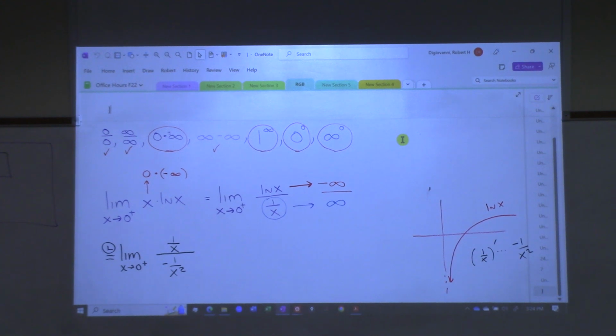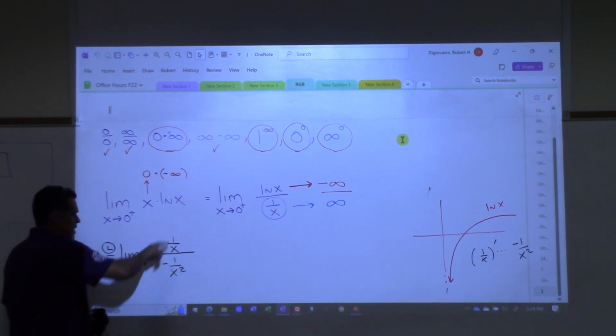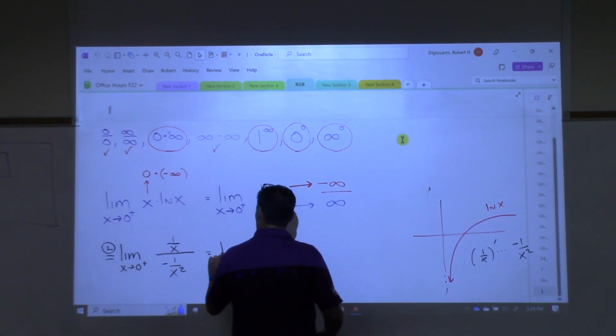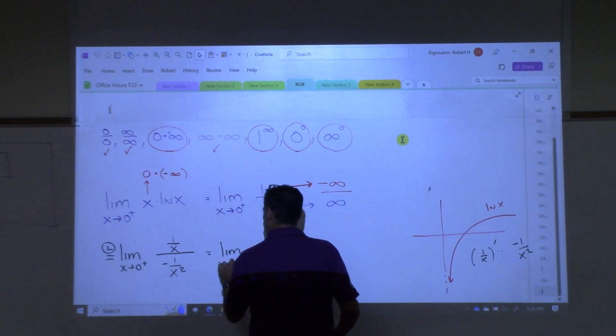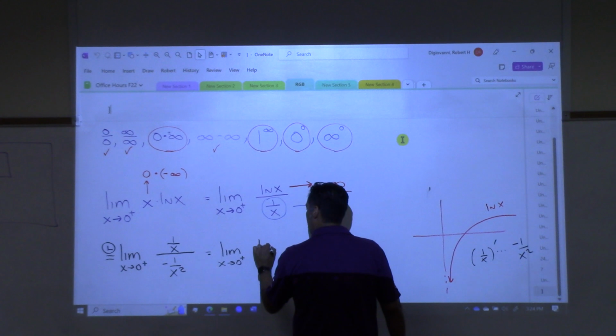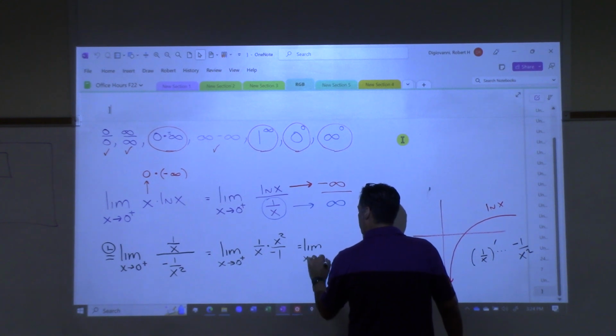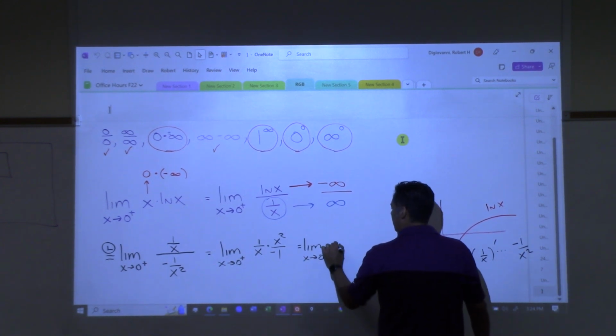And now, before you do any more L'Hopital, clean it up algebraically. You can flip this up, can't you? Okay? And you get the limit as x approaches 0 from the right. I'll do it slow: 1 over x times, flip it up, x squared over negative 1. That's the limit as x goes to 0 from the right. That's the same as negative x.